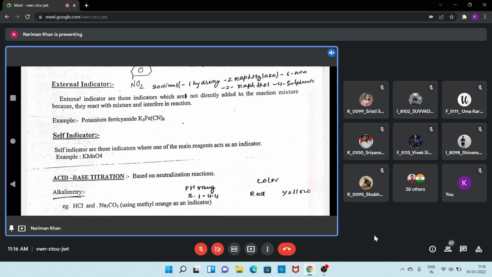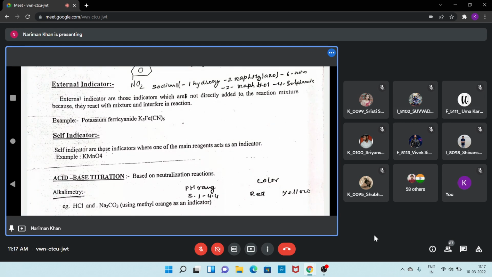And again, after a certain interval of time, we take out the reaction mixture. We put 1 drop of reaction mixture into the indicator taken in the grooved tile. And again, we observe the color change. So because we are not adding the indicator into the reaction mixture, it is an external indicator. But generally, the use of external indicator is avoided because there are a number of drawbacks in this. First thing is the whole concentration of the reaction mixture is going to change because we are taking out 1 to 2 drops each time.